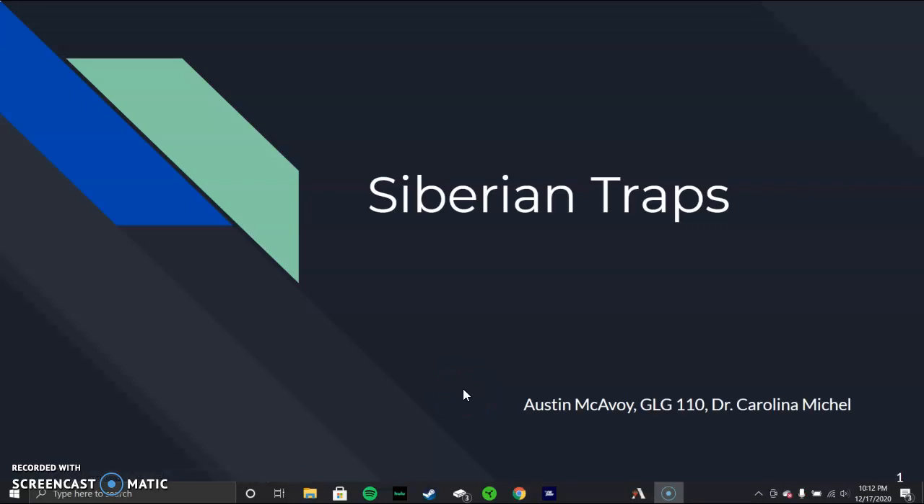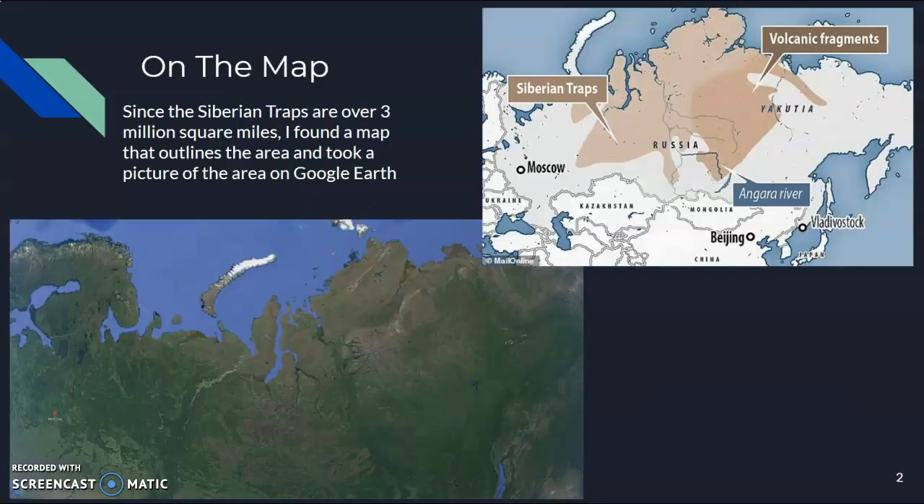I'm here today to talk about the Siberian Traps. The Siberian Traps are about 300 square miles of basaltic rock and volcanic fragments, so it's kind of hard to find an exact pinpoint of where it is on Google Maps. And I tried my best with this picture right here. You can see a lot of it right here in the central area, but I did find this image that hopefully helps kind of clear up where it's at.